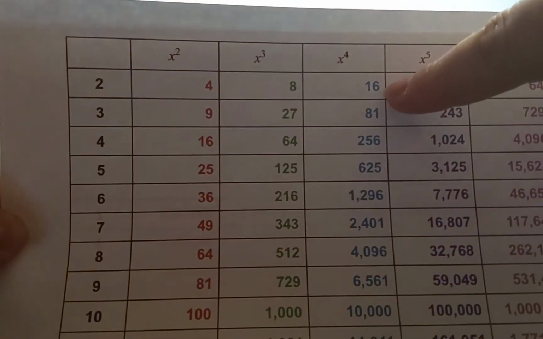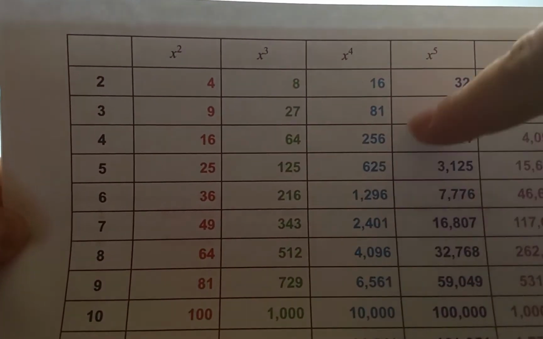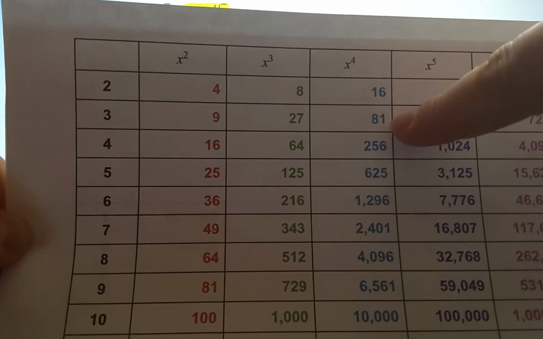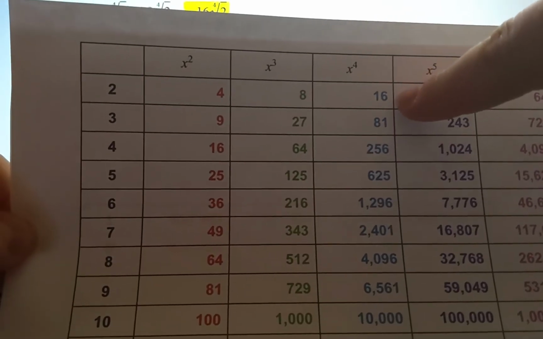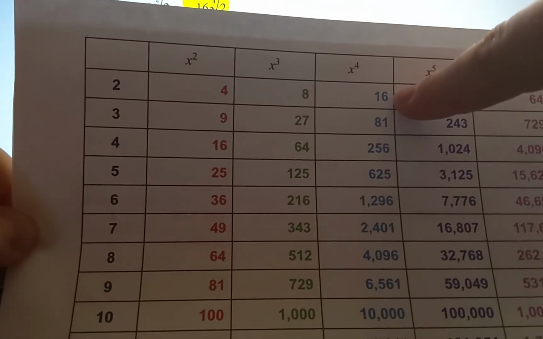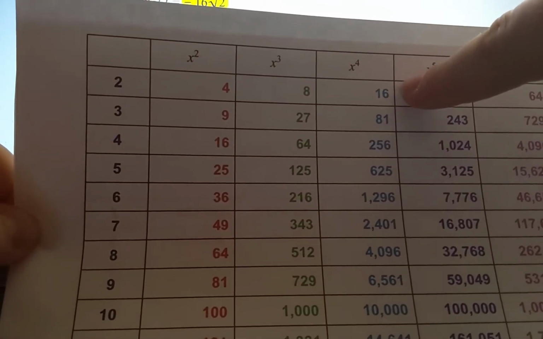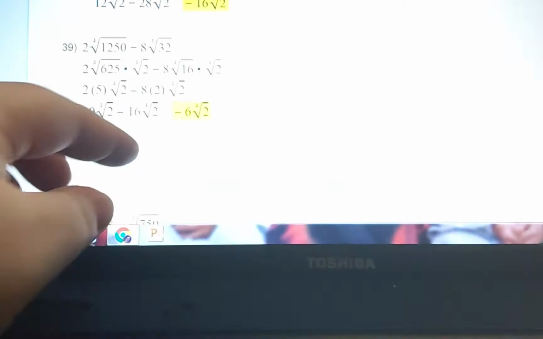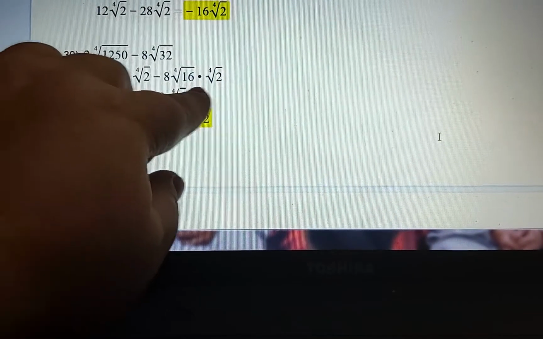Okay, now the numbers get real big real quick, so we're pretty much just looking at 16 and 81. Can we divide 32 by 81? No. So that leaves us with 16. Can you divide 32 by 16? Yes. 32 divided by 16 is 2. So my 32 became 16 and 2.